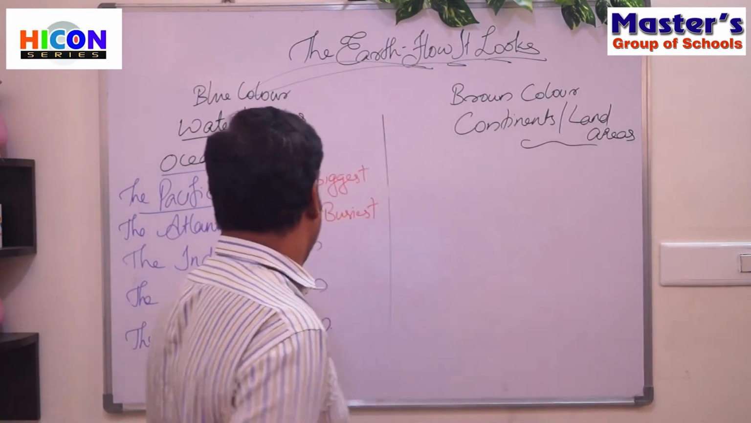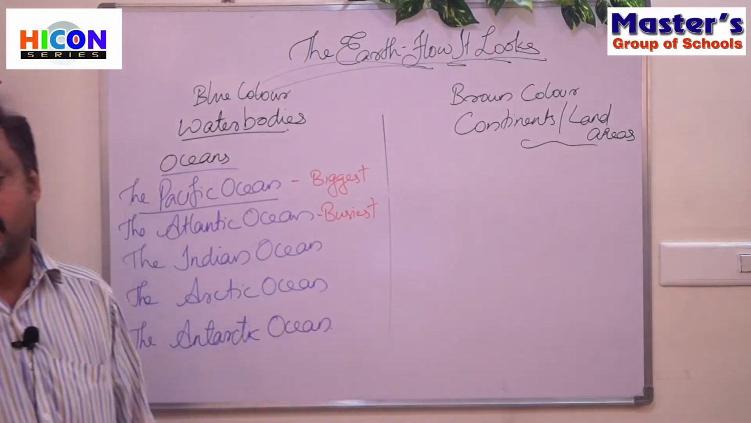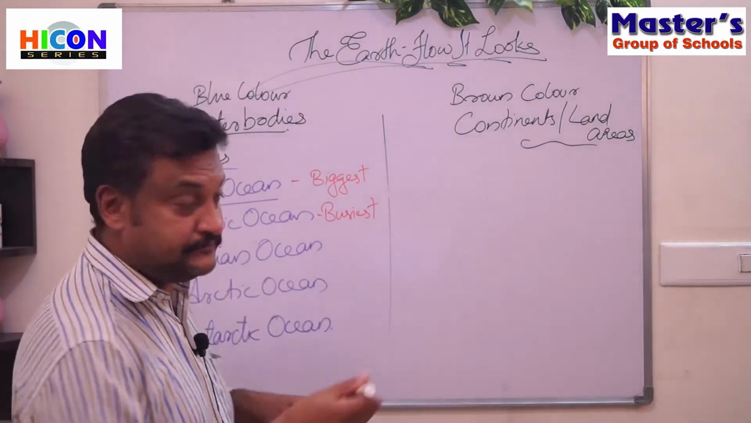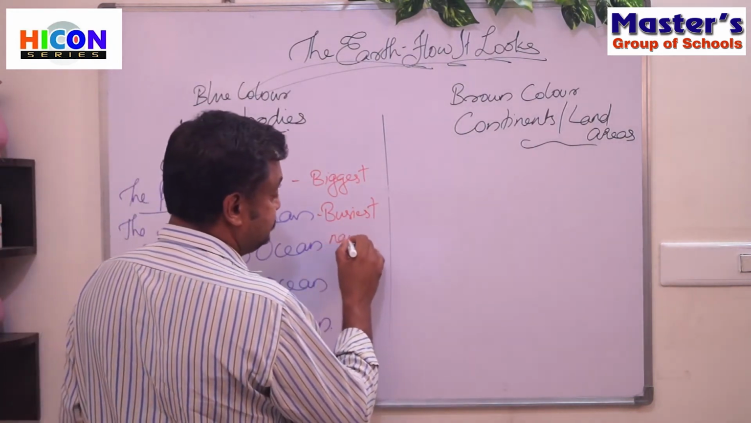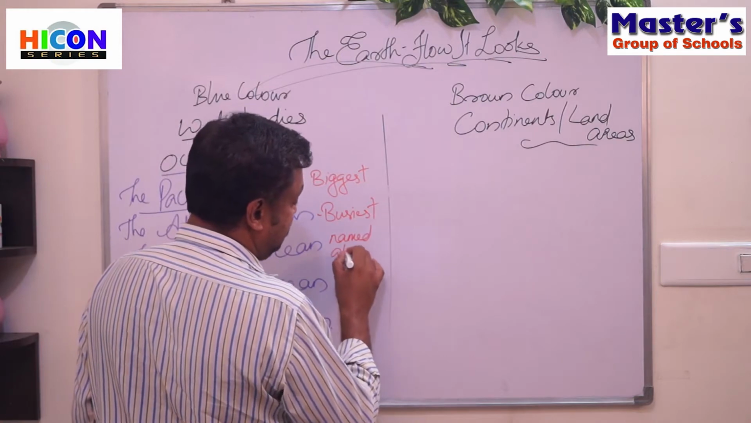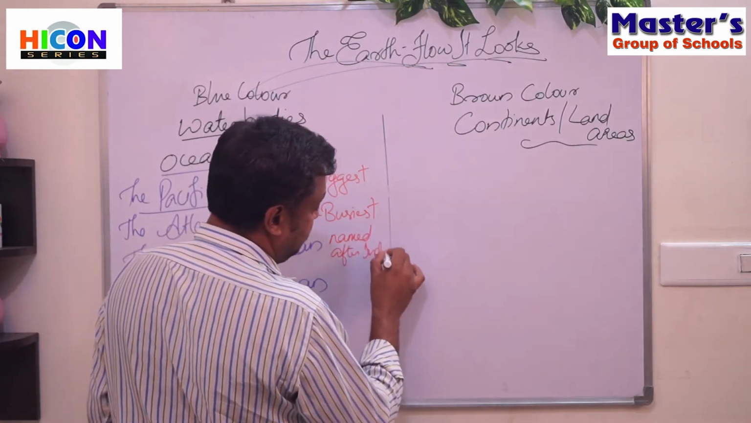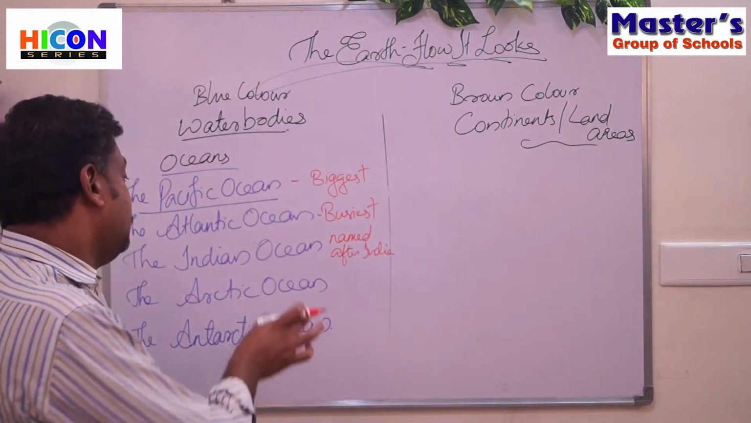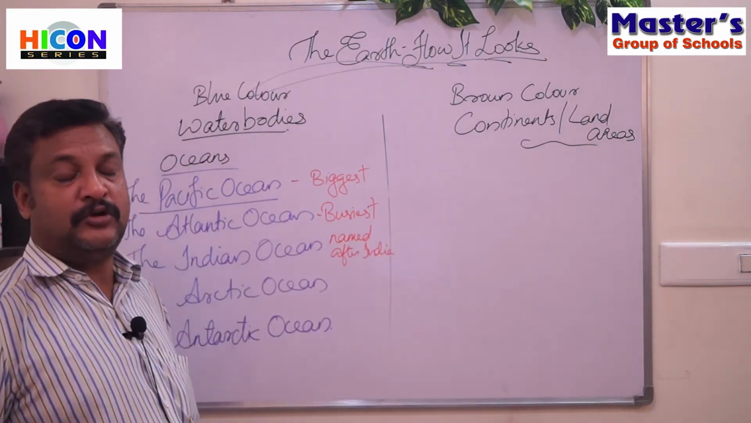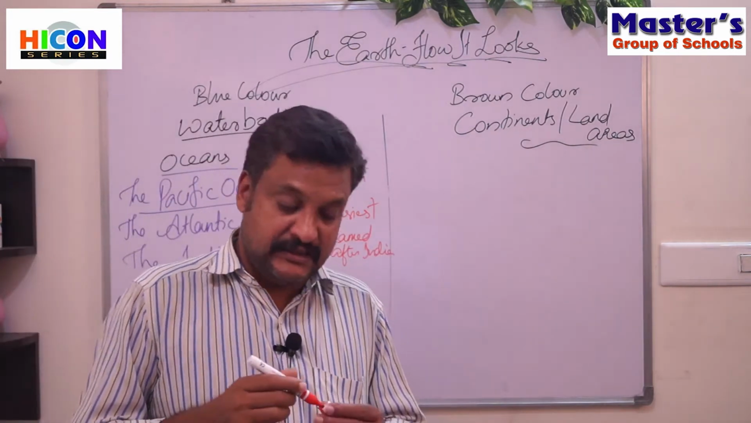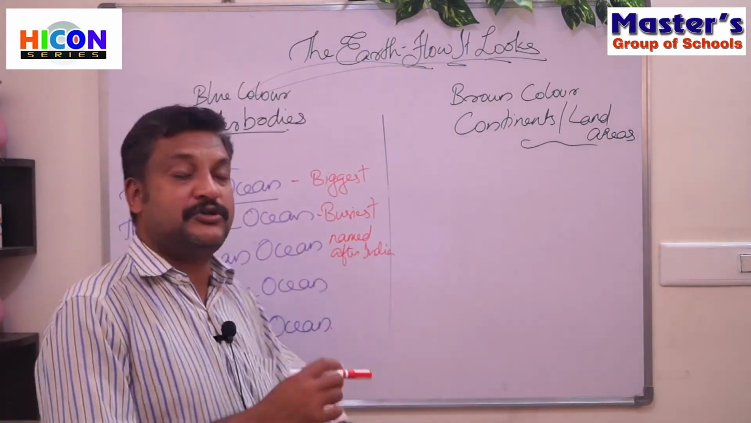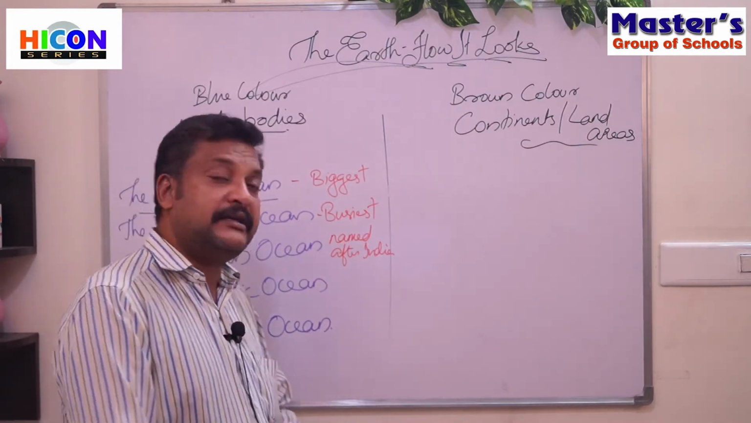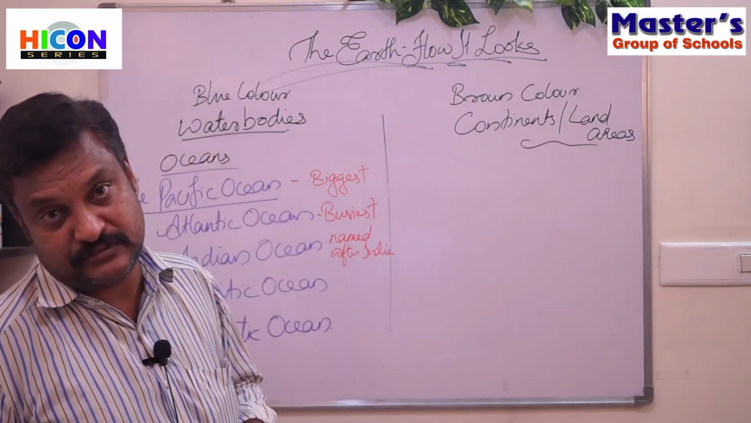Pacific Ocean. Now the Indian Ocean. The Indian Ocean is the only ocean named after a country, named after India. Clear? The Indian Ocean is the only ocean which has the name of a country attached to it.